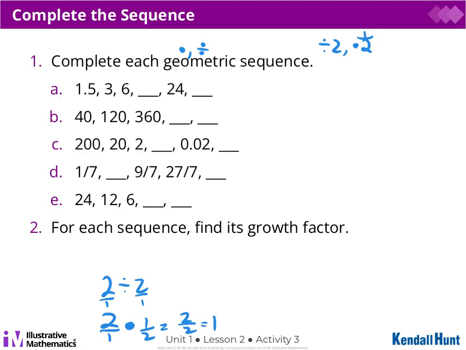So now let's look at this. How do we go from 1.5 to 3? Well, how do we go from 3 to 6? 3 plus 3 is 6, but this is geometric. We've got to multiply. So 3 times 2 is 6. That means we're multiplying times 2 every time. So 6 times 2 is 12. 24 times 2 is 48. So our growth factor is times 2. Growth factor is the change in a geometric sequence.